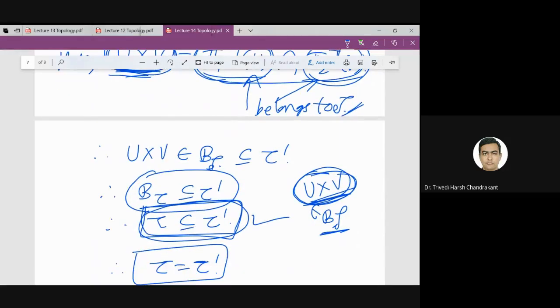So that is this part. I hope this is clear now. Otherwise you can go through it one more time. That should be enough actually.